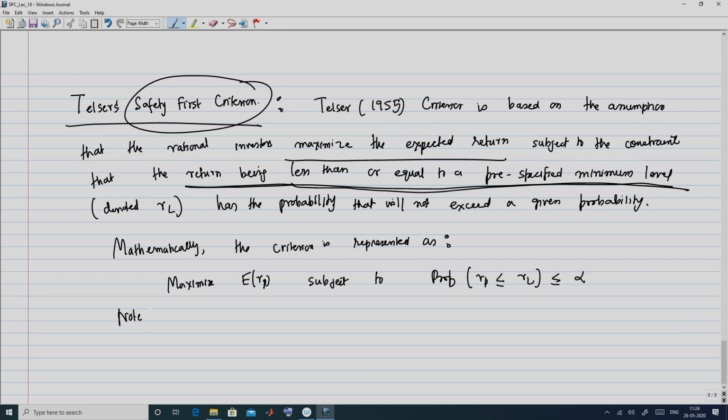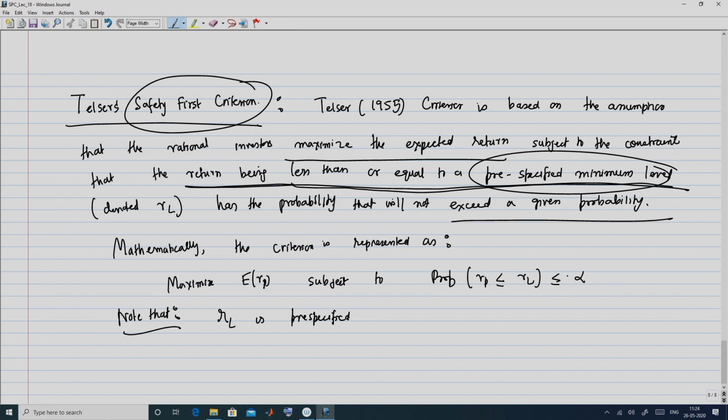So, here note that first of all, you have a pre-specified minimum level. So, here your RL is pre-specified, and it will not exceed a given probability. So, this indicates that alpha is also pre-specified. Okay, now as we have done in the other two cases, we focus on a situation that if RP, that means the return of the portfolio, follows a normal distribution, then what happens?